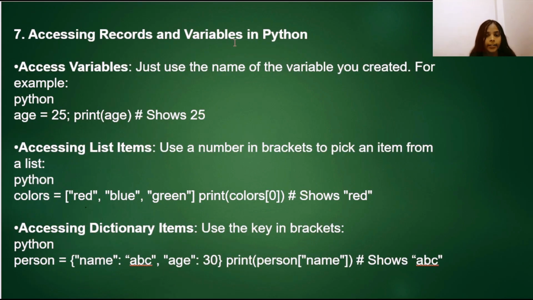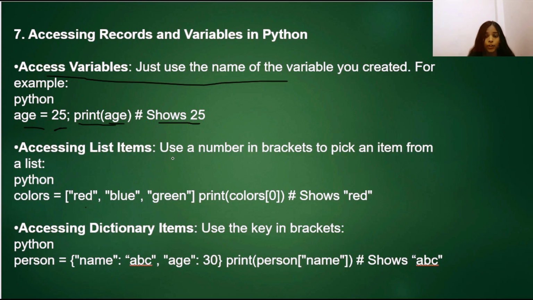Next is accessing records and variables in Python. How to access variables in Python? To access a variable, we just use the name of the variable that we have created. For example, we have created a variable age which is storing the value 25. Now we have to print this value. We will simply print it, and inside the print method we will write the name of the variable. Now our output will be 25.